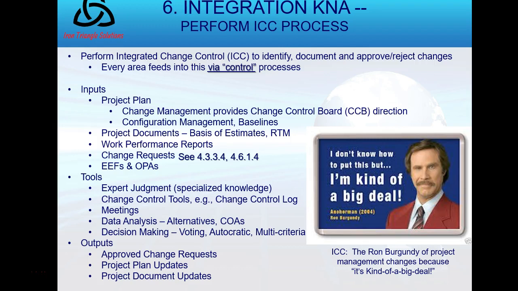Now, the outputs are the approved change requests, which is pretty self-explanatory, and that's going to go back as an input to direct and manage project work. If you look at the inputs of direct and manage project work, you will see approved change requests. And with that approved change request, you'd update the project plan and project documents. Remember, integrated change control, it's kind of a big deal, to quote Ron Burgundy from the movie Anchorman.